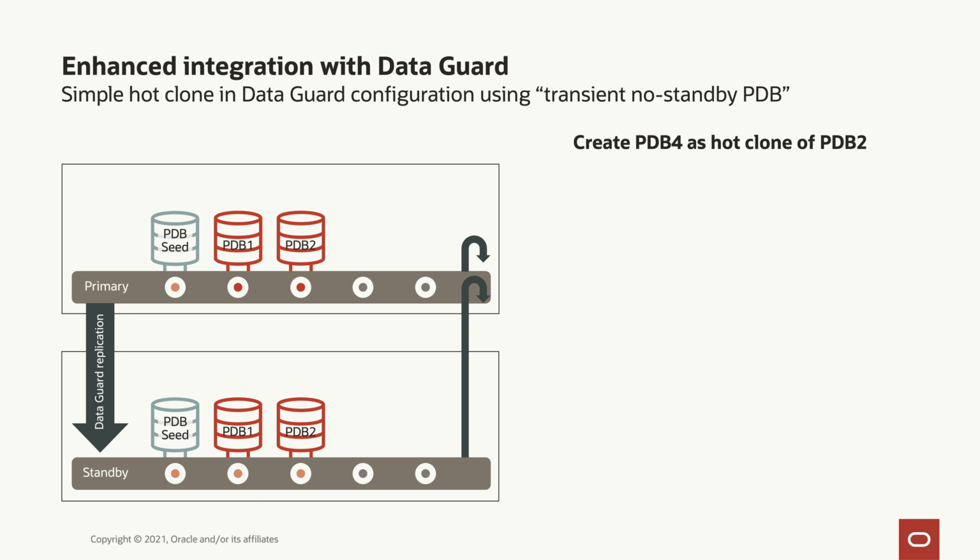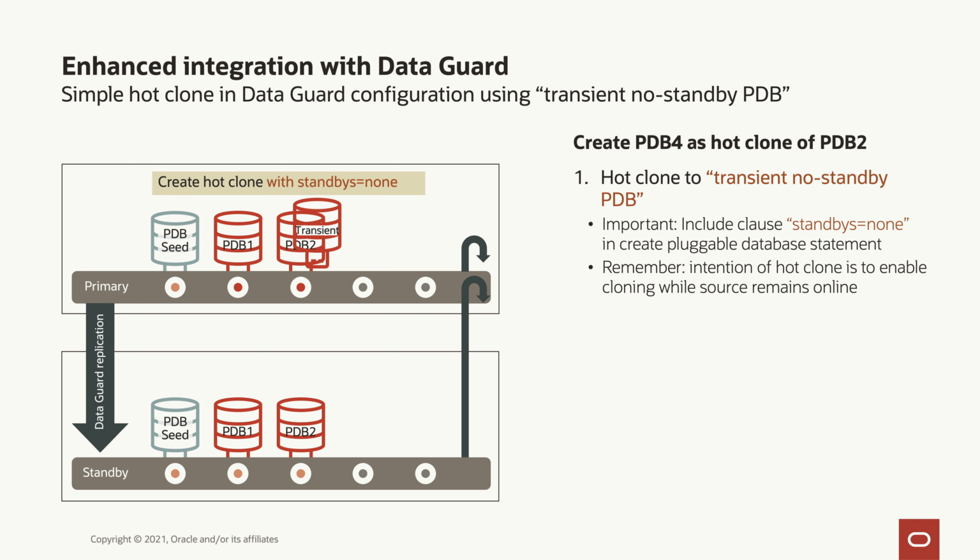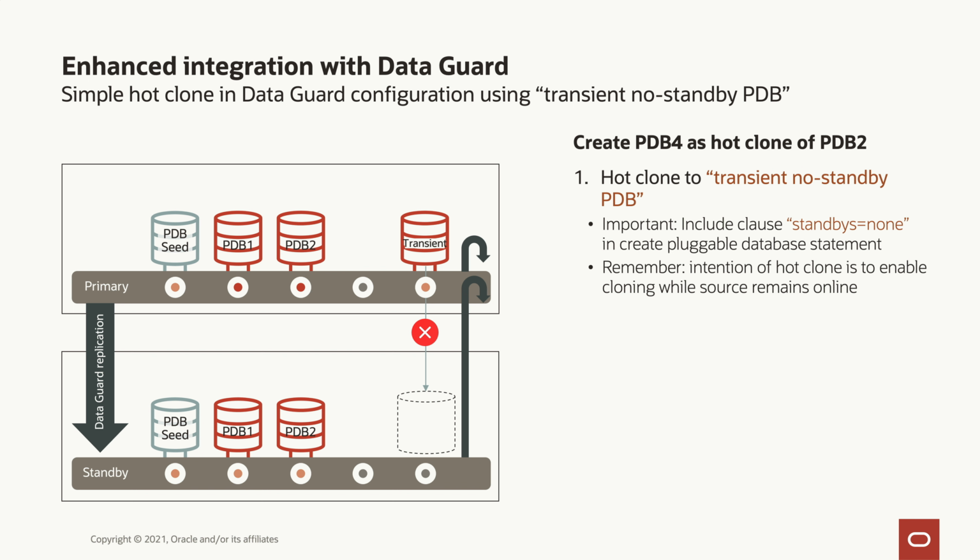Follow this same simple 1, 2, 3 procedure for hot clones in high availability configurations protected by DataGuard. As before, the first step is to create the transient no standby PDB, this time as a hot clone. Again, it's important to include the clause standbys equals none in the create pluggable database statement. Remember, the intention of a hot clone is to take the clone while the source remains online. Of course, this is consistent with our high availability theme. And clearly this requirement is met in this case.